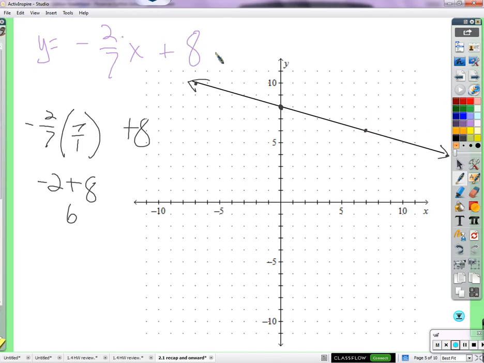But yes, if I wanted to quickly draw this, I'd say, all right, 0 goes in, 8 comes out. When I go over to 7, I'm going to go down 2, and so over 7, down 2.